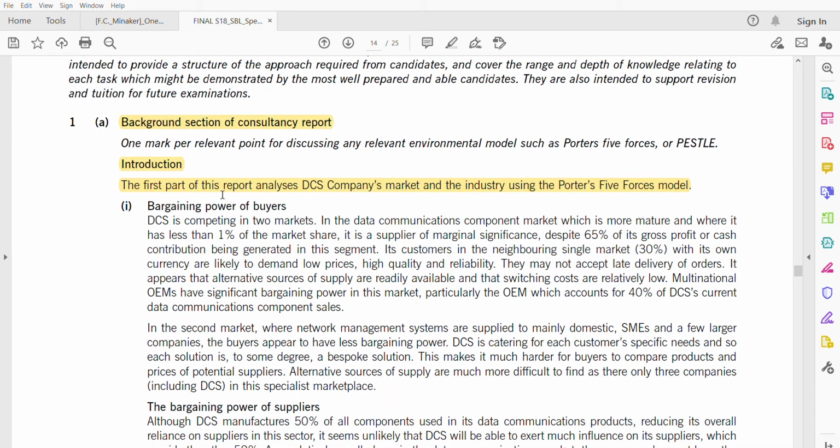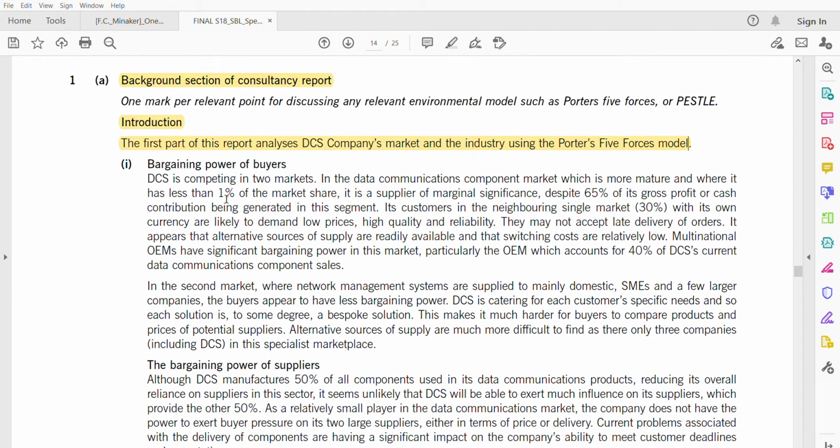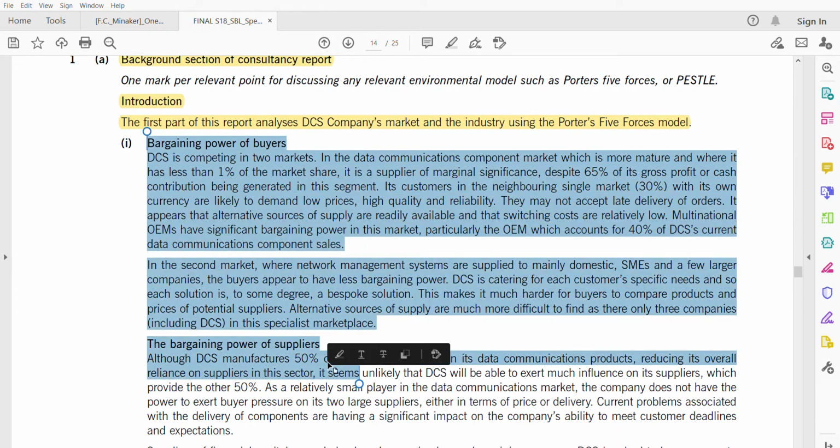Now let's go again. They have used: the first part of this report analyzes DCS companies market and industry using Porter's five forces. That's it. Now let's go to Porter's five forces in detail. This is where most of your workings have to come in.